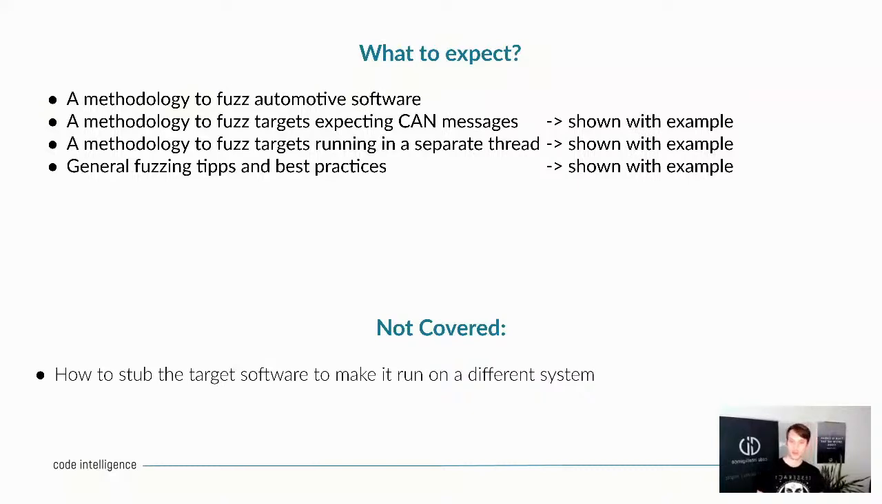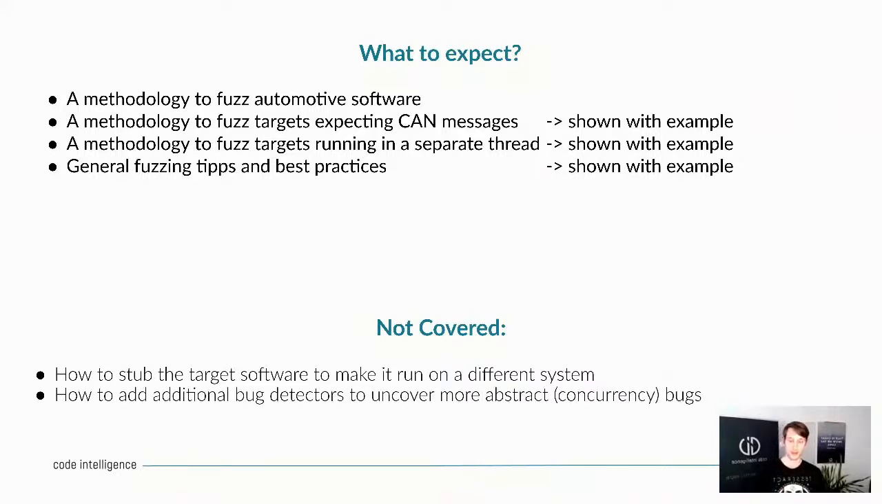What's not covered today is how to take the target software and make it run on a different system. So usually in automotive, the software is written to be run on very specific microcontrollers. Those microcontrollers are usually not very powerful. And when you want to fuzz something, you usually need a very powerful CPU at least. So the first step usually is to take the software and make it run on powerful hardware so that you can test many inputs per second. We already have some content for this. We also already had some webinars about this, so this will not be covered today.